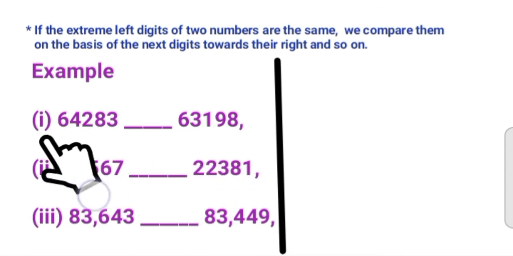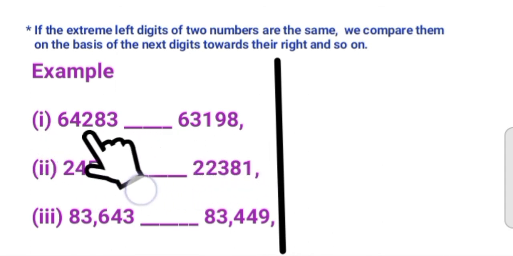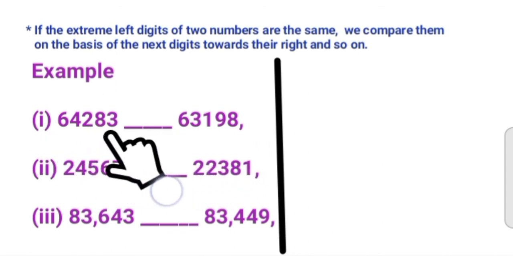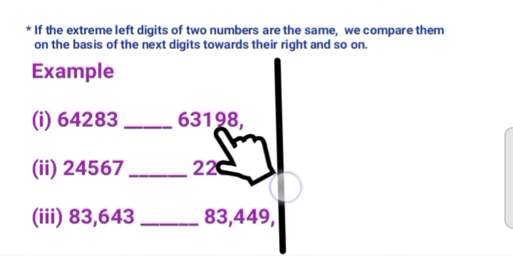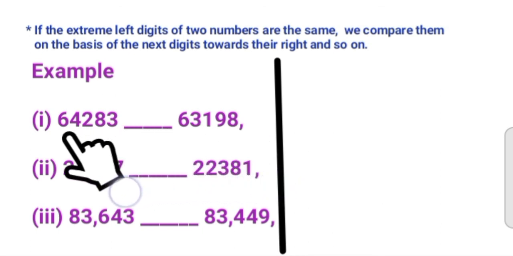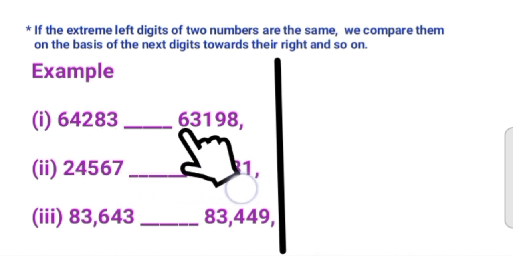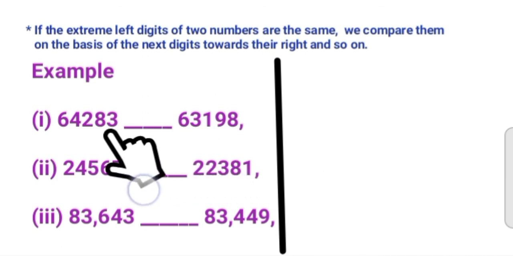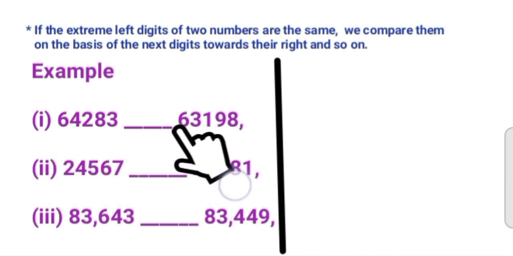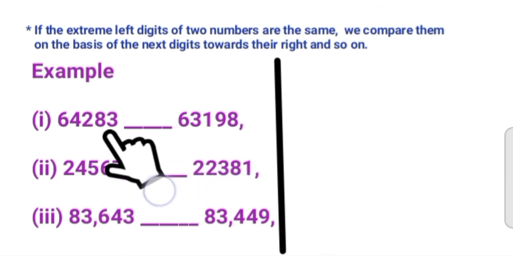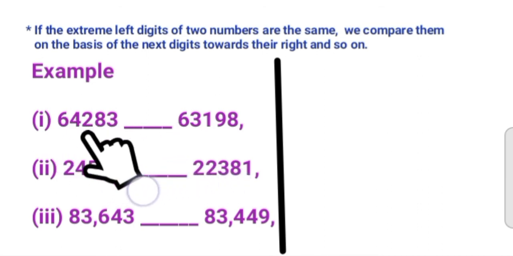You have to compare these two numbers. First you apply the first rule. Whenever you have two numbers to compare, just apply the first rule. This is a 5-digit number, and this is a 5-digit number. So the first rule is broken. Then you go to the next rule. Second rule, you check the extreme left digit. Both are 6. So that is also not applicable. So you go to the third rule. You go to the next place towards the right.